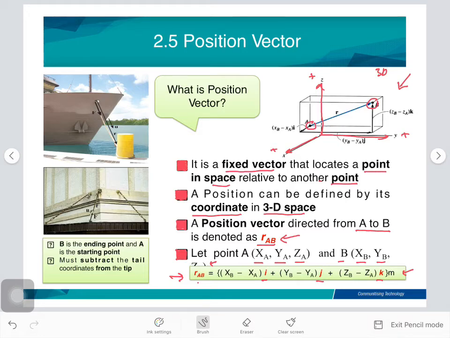Must remember, if we have 2 points A to B, B is the ending point and A is the starting point. So we must subtract the tail coordinate from the tip. Understand?